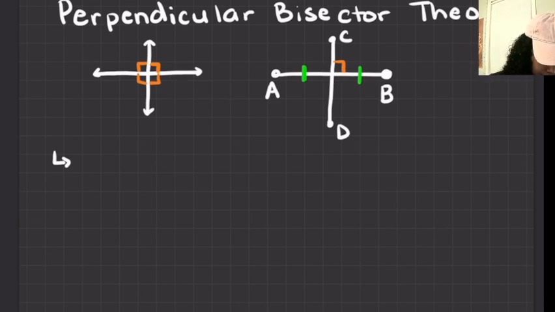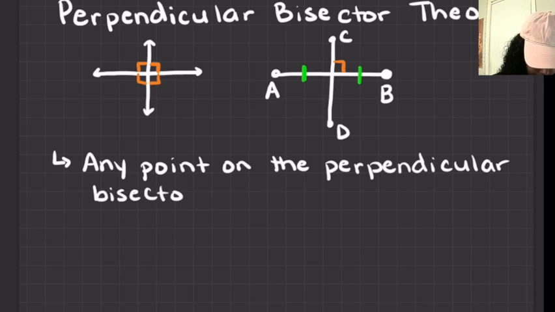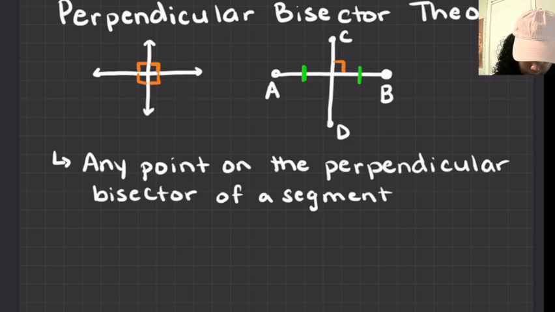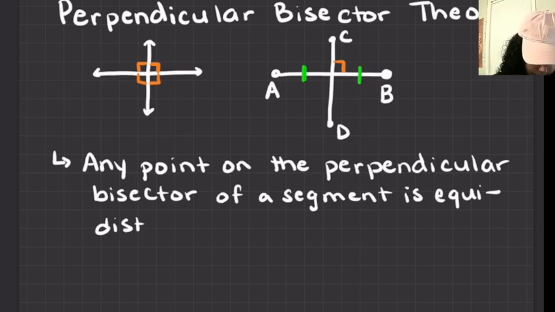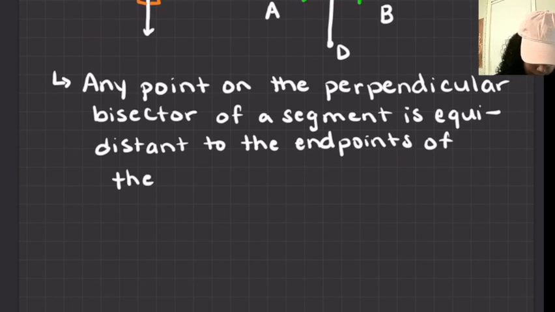So what the perpendicular bisector theorem says is that any point on the perpendicular bisector of a segment is equidistant, and I'm going to split that into two words, it's not going to fit there, is equidistant to the endpoints of the segment.